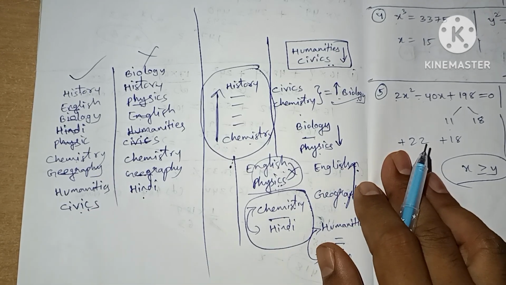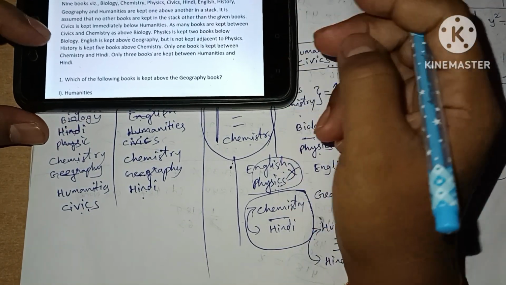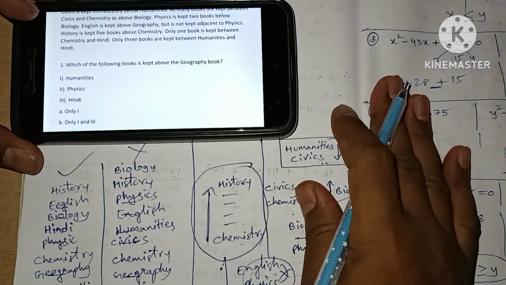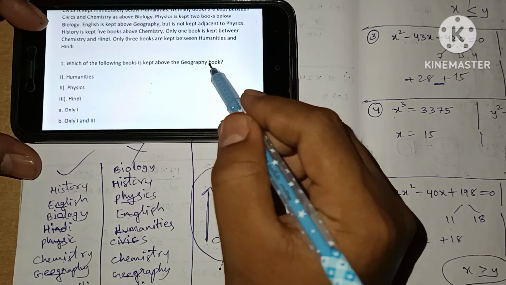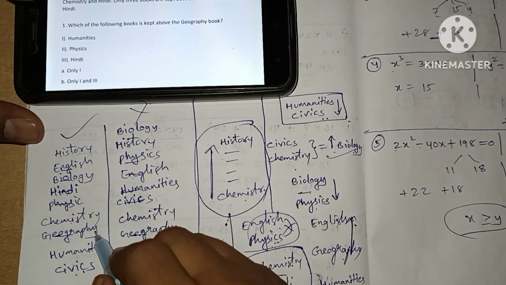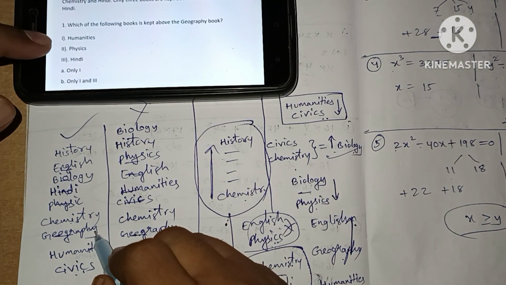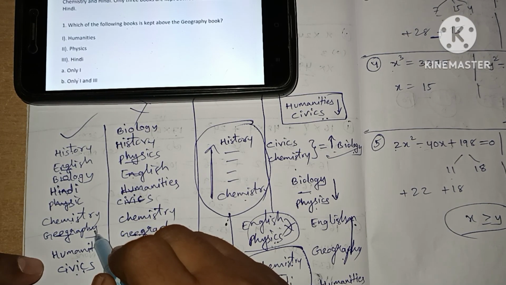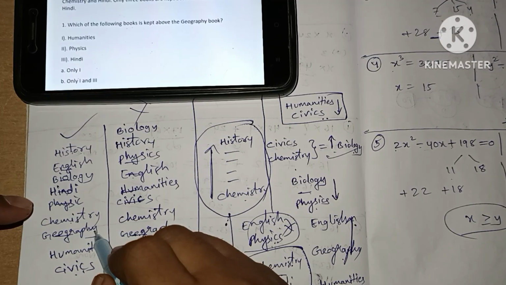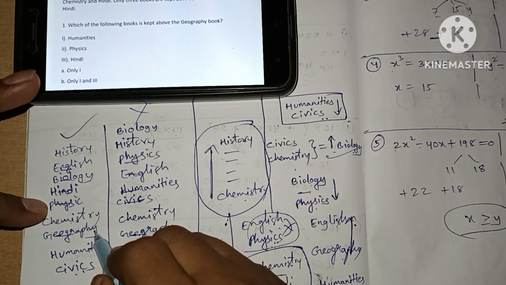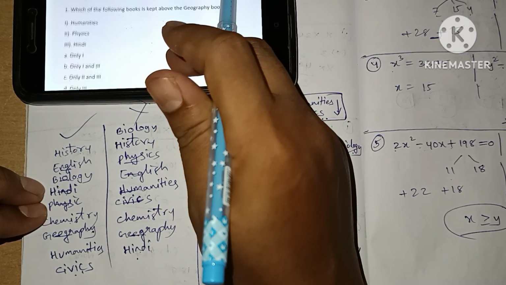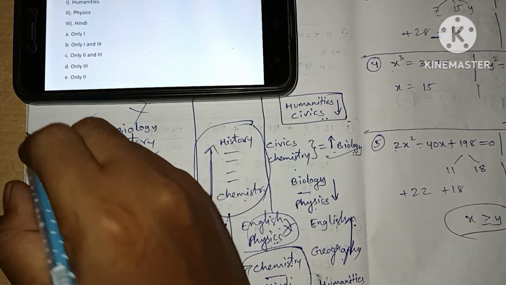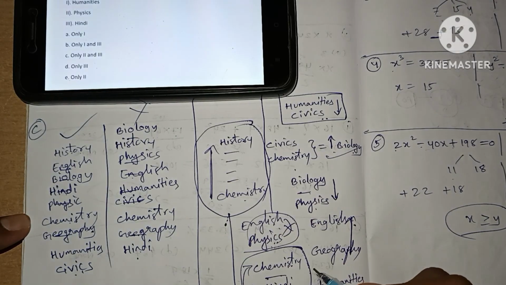Let's see the questions asked. Here the first question is, which of the following book is kept above the geography book? The options given here are humanities, physics and Hindi. Humanities is below the geography, so first one false. Second one, physics yes, Hindi yes. So answer will be both 2 and 3. Option C is our answer. First one answer is C.